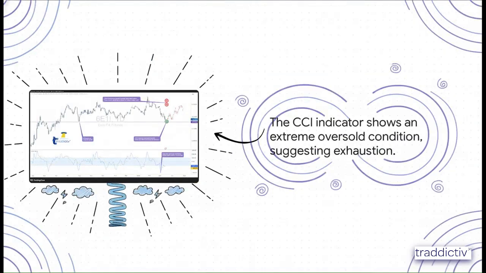Okay, now let's add our second layer. At the exact same time price is hitting that support floor, look down at the CCI indicator in the panel below. You see that? It has plunged deep into oversold territory. This is our second confirmation. The downward momentum is stretched to a statistical extreme, which suggests the sellers are just running out of steam.